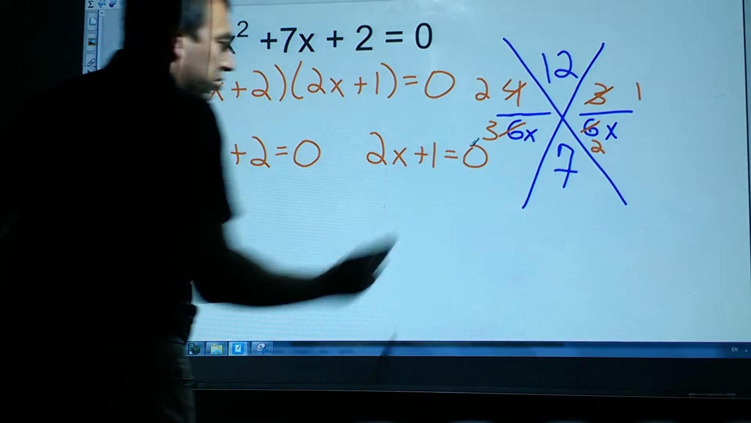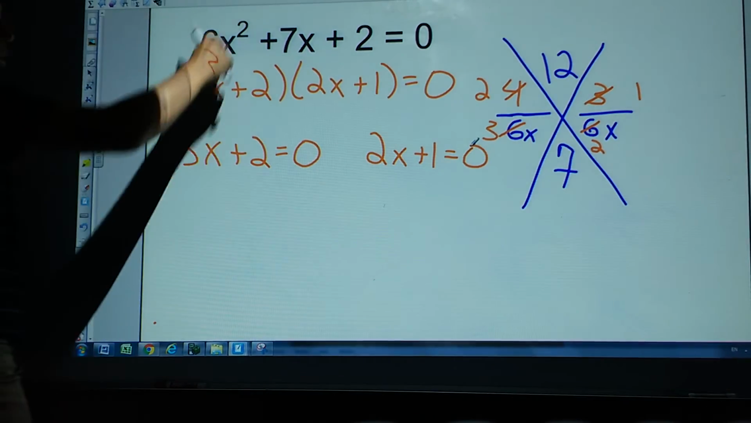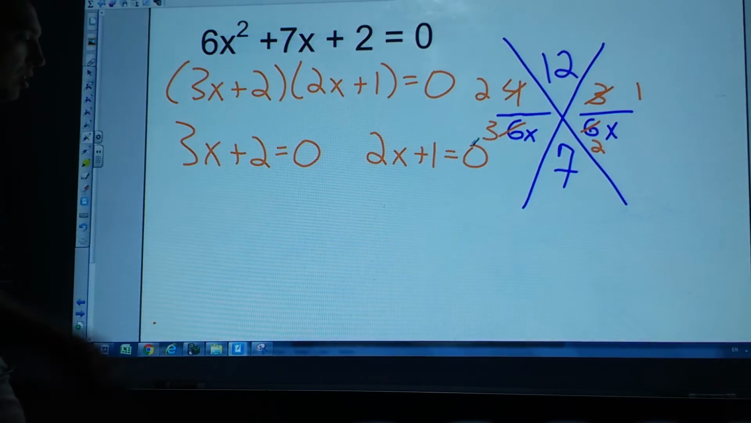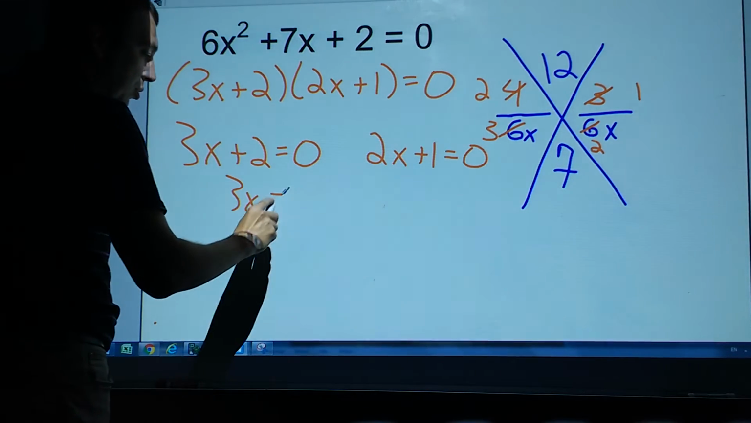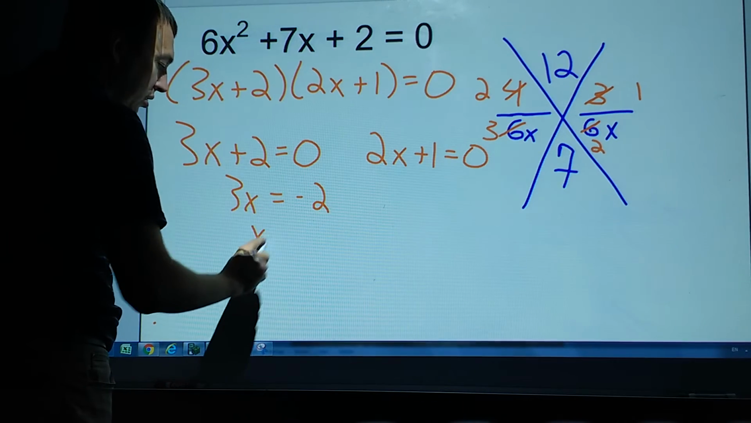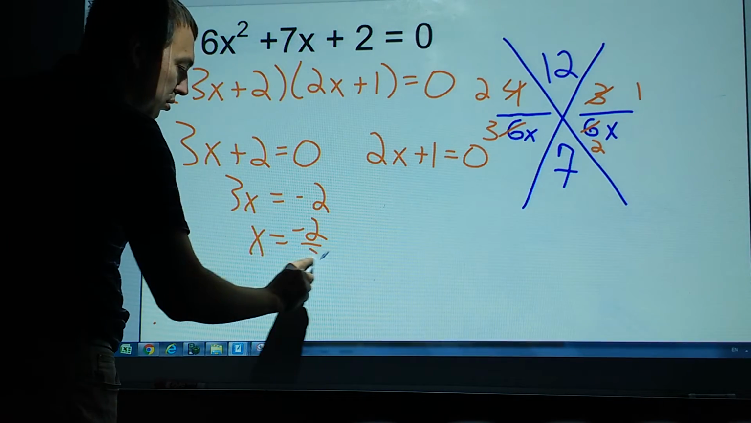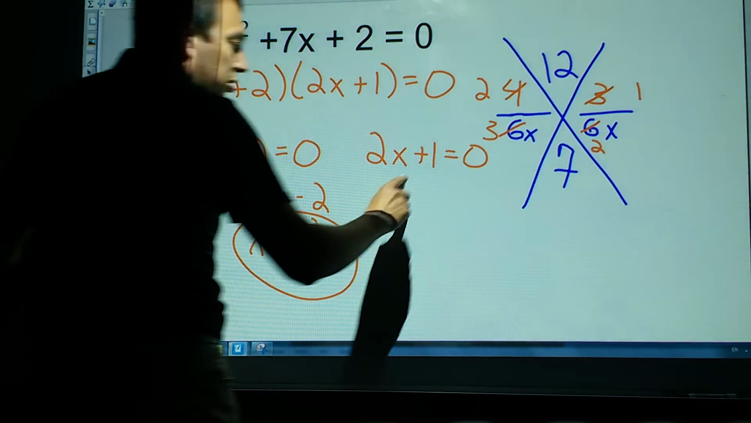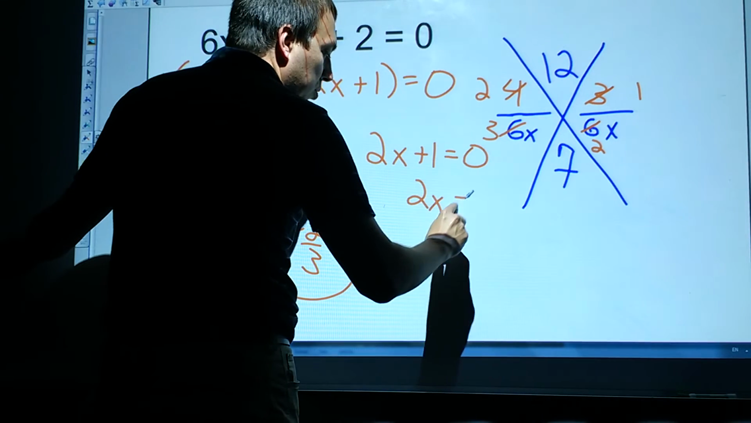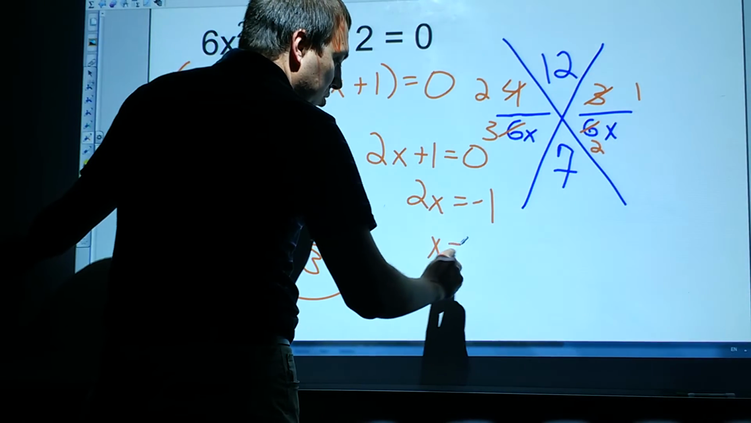And you get our 2 answers. Notice again we get 2 answers. When I have an x squared, I'm going to have 2 answers. So 3x equals negative 2, or x equals negative 2/3. Subtract 1, 2x equals negative 1, so x equals negative 1/2.